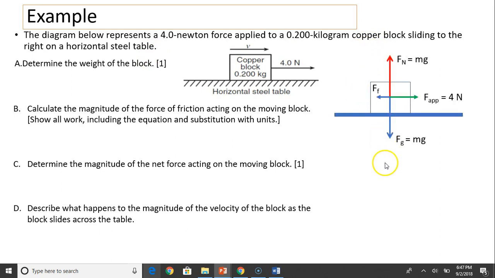Here is the free body diagram. Applied force is 4 newtons. Again, up and down should cancel out because the copper block is not moving in the vertical direction. And the other force is force of friction.